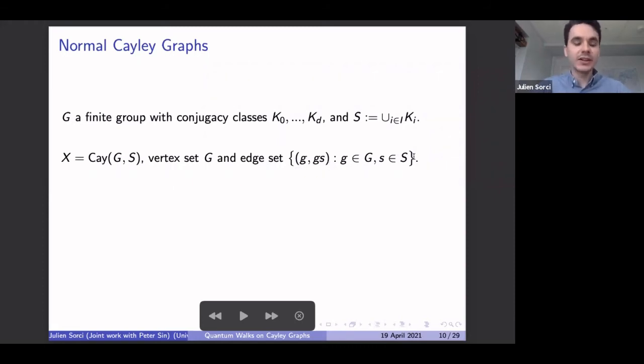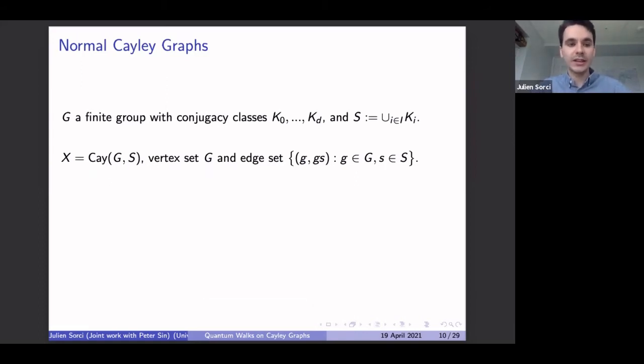Now, of course, you could consider more general Cayley graphs. These Cayley graphs where our connecting set is a union of conjugacy classes are sometimes referred to as normal Cayley graphs. And so these are the types of graphs that I'll be considering today. And we'll see that these graphs have some nice algebraic properties that'll make it a little bit easier for us to determine when they admit perfect state transfer or not.